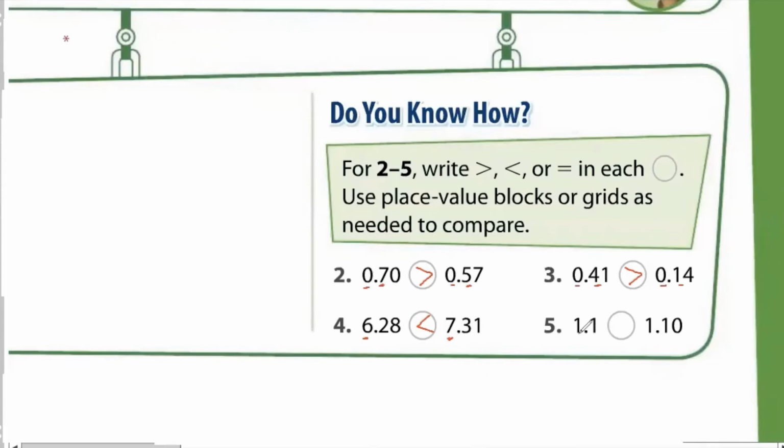Number 5, 1.1 and 1.10. The first step, I will make both of the decimals to the same place. Here we have 1 tenth. I will put 0 to make it equal. Here 1 and 10 hundredths, 1 and 10 hundredths, so equal.